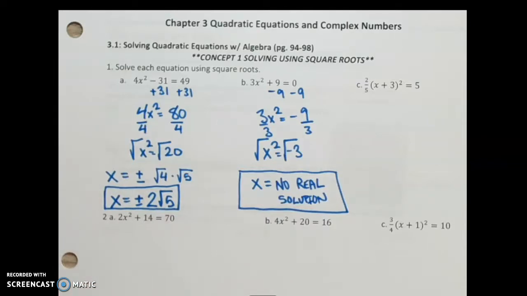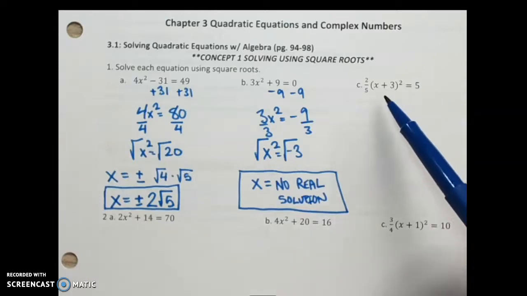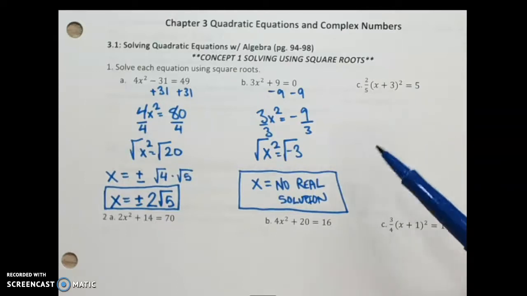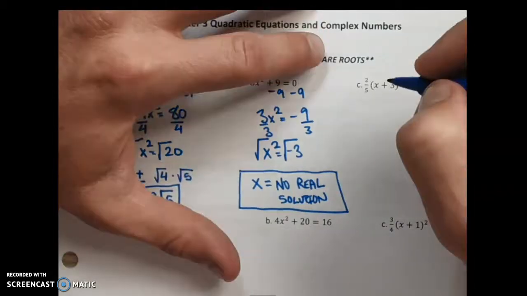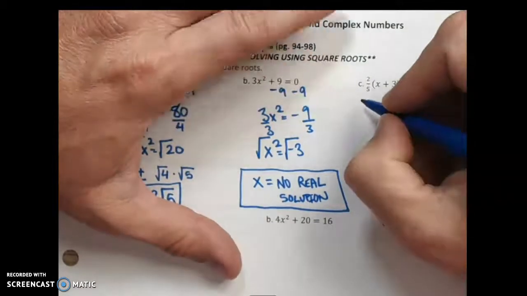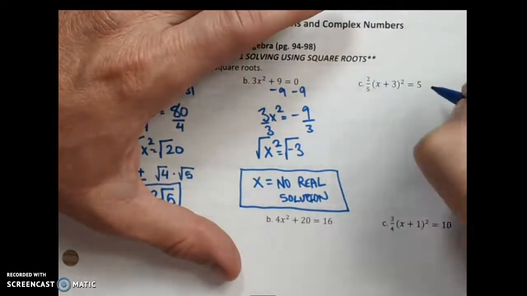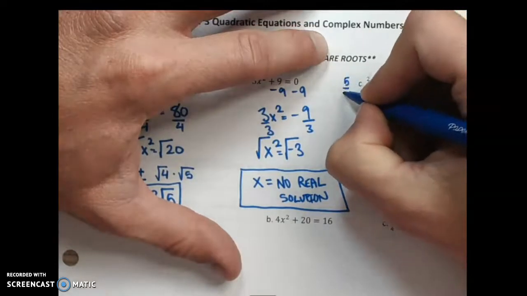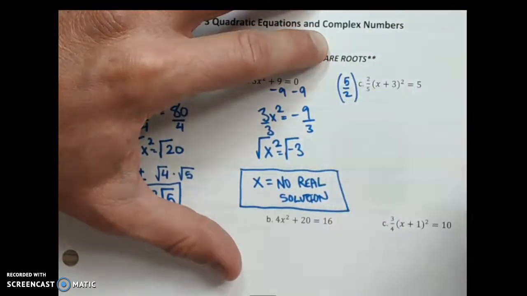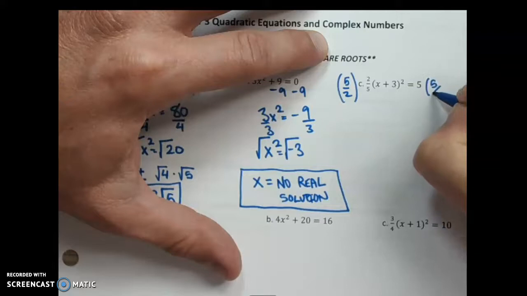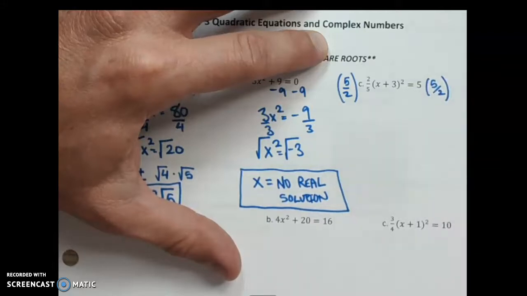C. Okay, so I have 2/5 times the quantity x plus 3 squared minus 5. Well, this is still a quadratic, right? That x plus 3 squared is really telling me I have an x squared, and that's what I want to isolate. So in order to isolate this, I am going to multiply both sides by the reciprocal of 2/5, which is 5 halves.